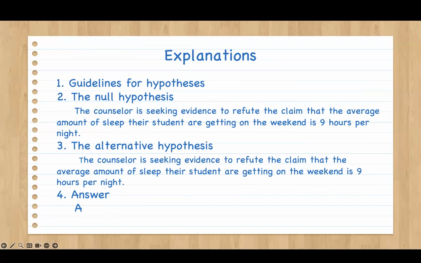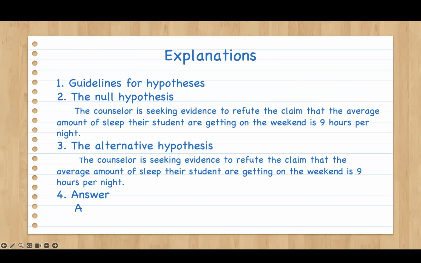Explanations. First, we write hypotheses regarding population parameters, not sample statistics. The null hypothesis should have a statement of equality. The direction of the alternative hypothesis depends on the context of the test. Second, in a significance test, we are looking for evidence against the null hypothesis.